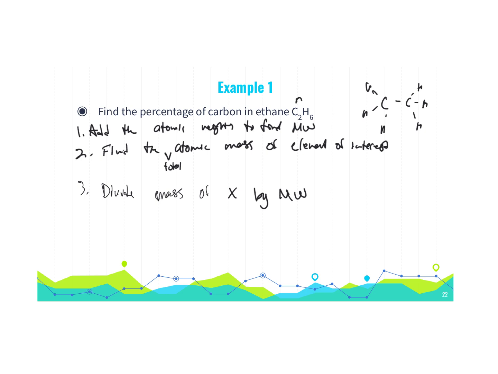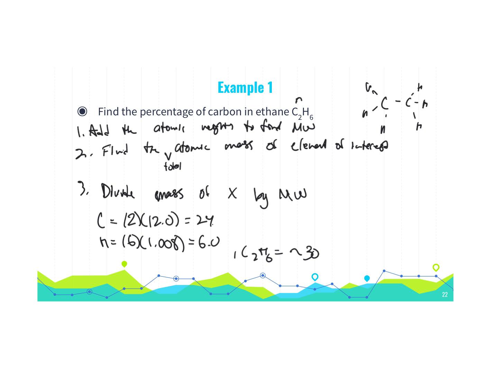And so for this problem, carbon is equal to 2, because we have 2 of them, times 12.0, which would equal just about 24. And then for hydrogen, we have 6 hydrogens, so it'd be 6 times 1.008. Again, I'm going to round here, about 6.0. And so C2H6, its total molecular weight, would be about 30. I'm not being exact here, but it would be about 30.